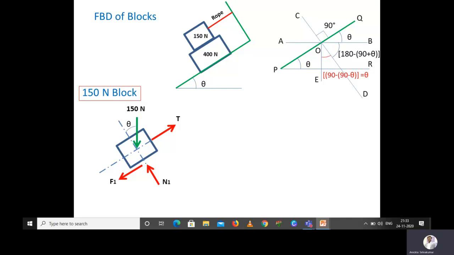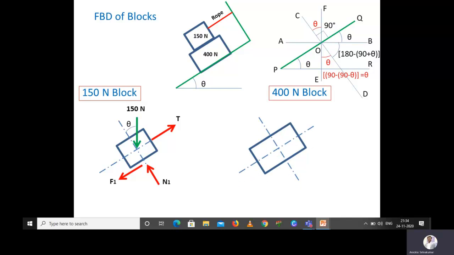Second, if I draw another line, OF, then the angle theta will be here. So the angle COF will be theta. This is the way. Here also, the 150 Newton weight has an angle equal to the inclined plane angle theta. Slowly you can draw and practice, so that you will come to know the relations of angles in the inclined plane. Now we are moving to the 400 Newton block.